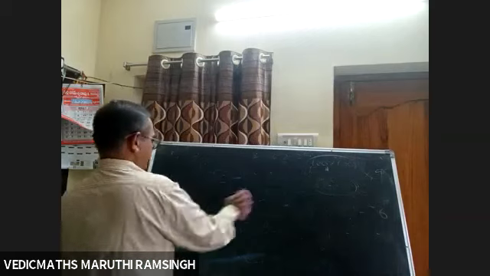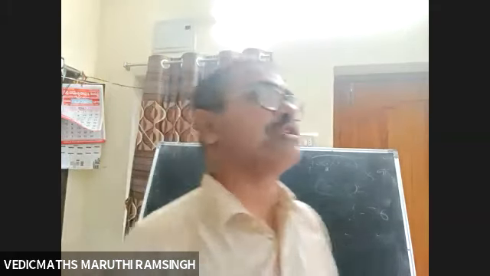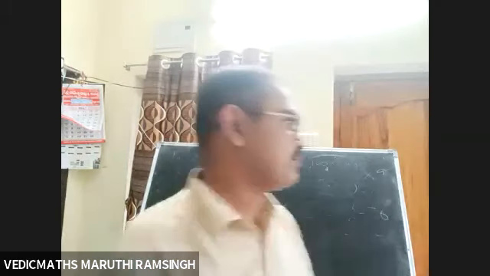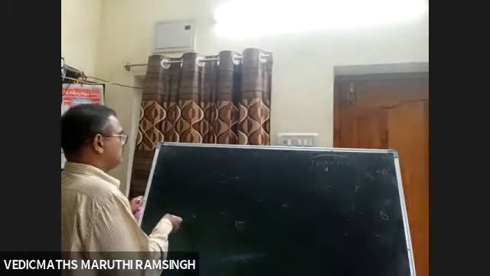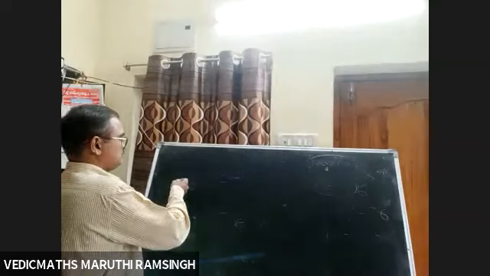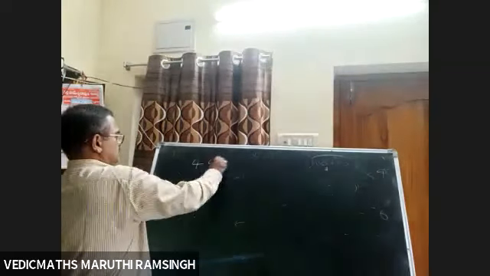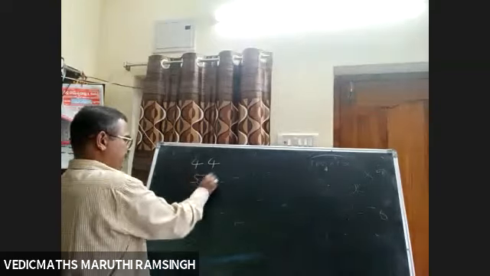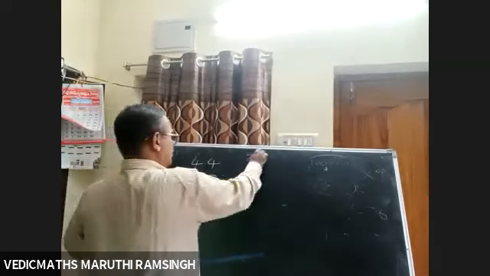Now we will go with the 3-digit also. Yes, why not? After this, let us discuss 3-digit into 2-digit in the next class. Today we shall discuss 2-digit into 2-digit only. Tell me some combinations. 44 multiply 58.